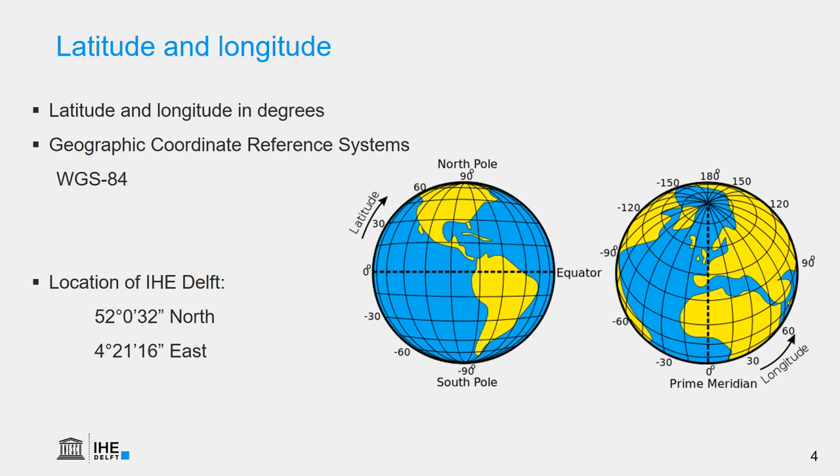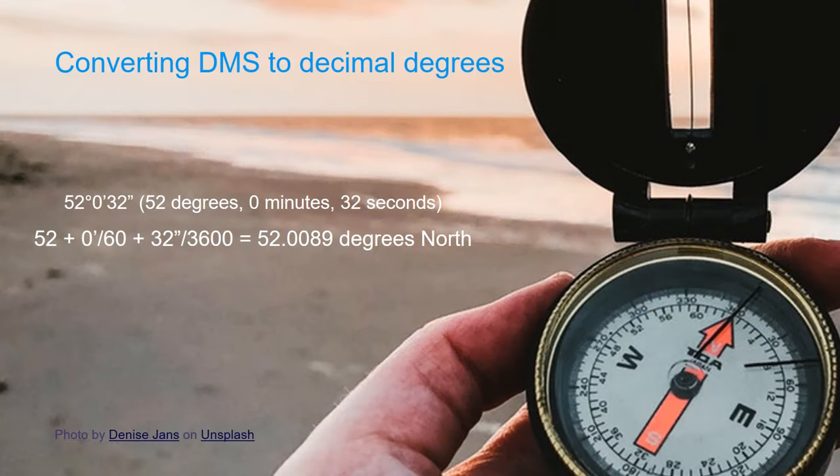If we want to present the location of IHE Delft Institute for Water Education in degrees, that will be 52 degrees north, 0 minutes and 32 seconds, and it will be 4 degrees 20 minutes and 16 seconds east. The notation of degrees, minutes and seconds is often very difficult for computer software to read. Therefore, we convert the degrees, minutes, seconds, DMS, coordinates to decimal degrees, DD. If we take the latitude of the IHE Delft building, 52 degrees, 0 minutes and 32 seconds, we can convert it quite easily to decimal degrees. We take 52 and we add the amount of minutes, which is 0 over 60 minutes in a full degree, plus 32 seconds over 3600 seconds in a full degree.